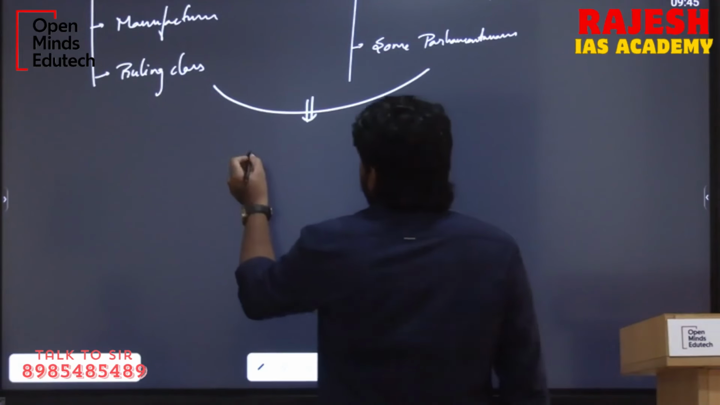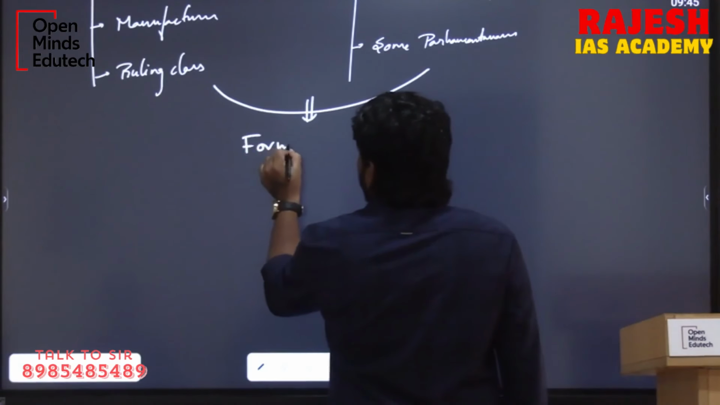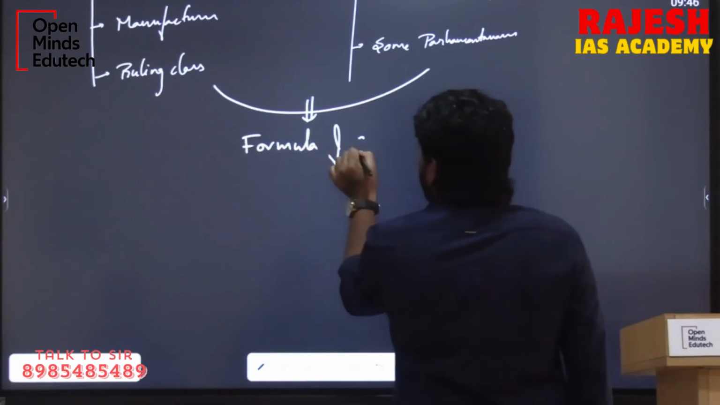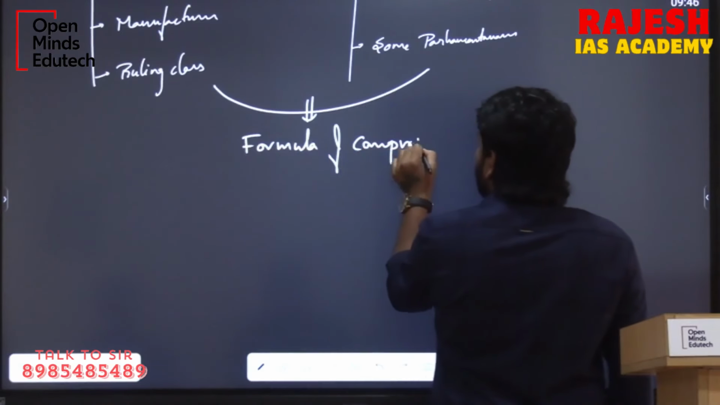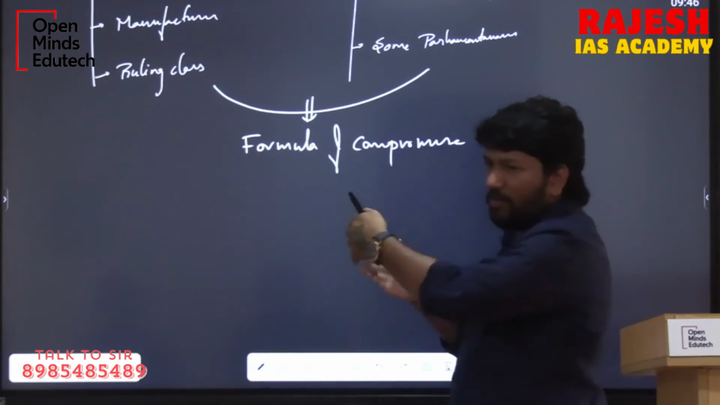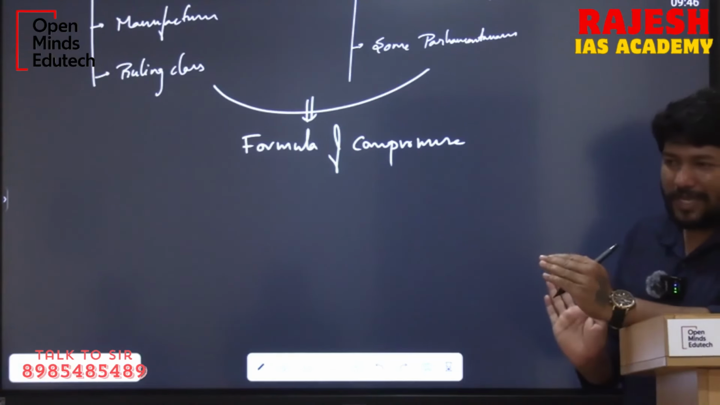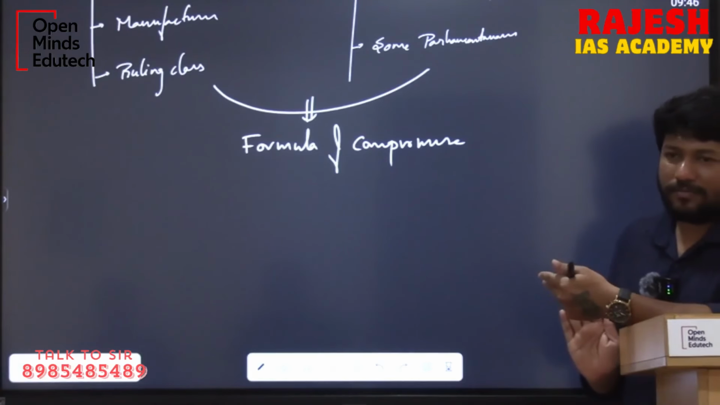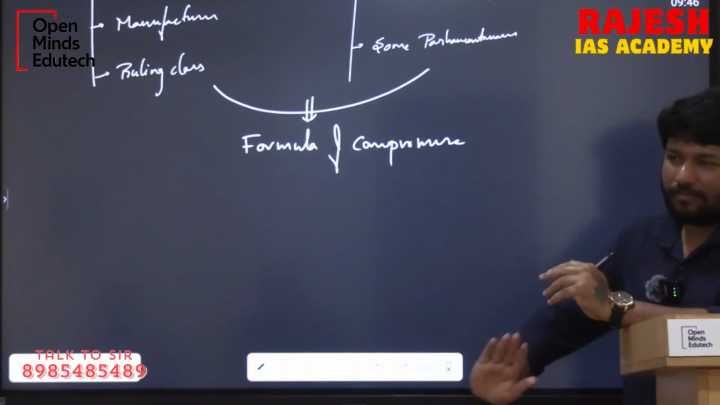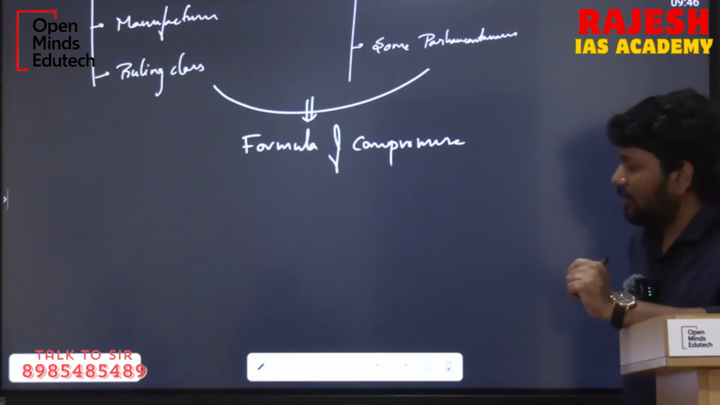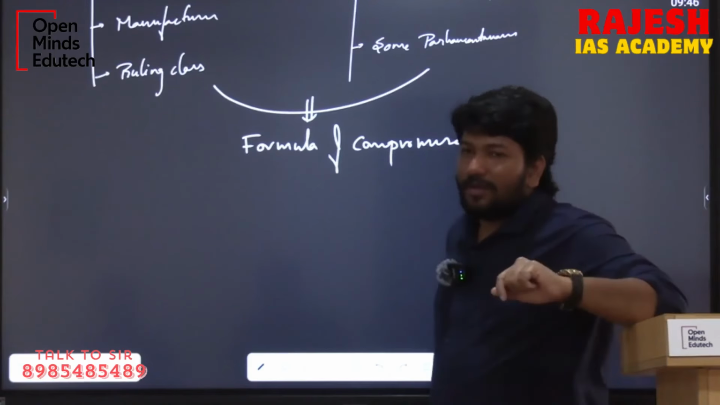They came with the formula of compromise. So the middle part, the formula of compromise. It has to satisfy. So the Parliament has to satisfy the demands of all the groups, otherwise they will revolt.